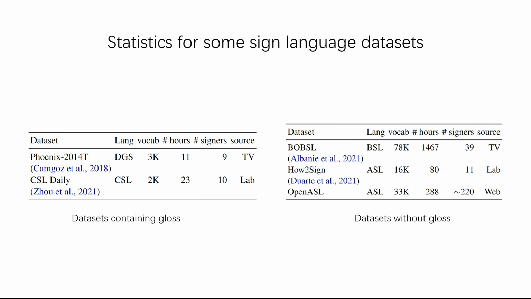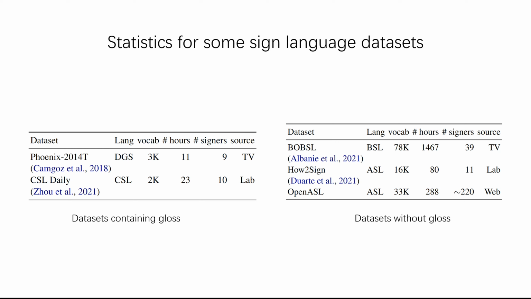This is the statistical data of some commonly used sign language datasets at present. We can see that the dataset without gloss has much more data than the dataset with gloss. This is because gloss annotation requires sign language experts to annotate, which tends to be expensive.